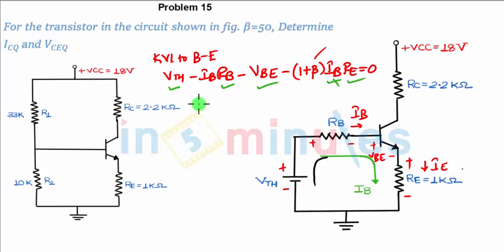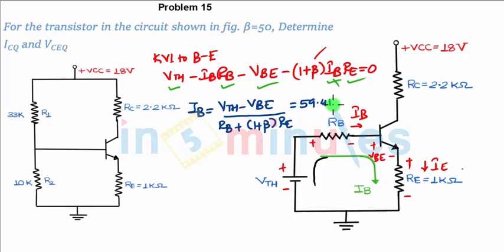So in the shortcut method you can write the equation. IB equals total voltage. How many voltages are there? VTH and VBE. So VTH minus VBE will come in the numerator. In the denominator you will have total resistances. RB is in the base but RE is in the emitter, so you need to move it into the base. So multiply it with 1 plus beta, that will give you the total resistance. So IB from this you will get as 59.41 microamperes.